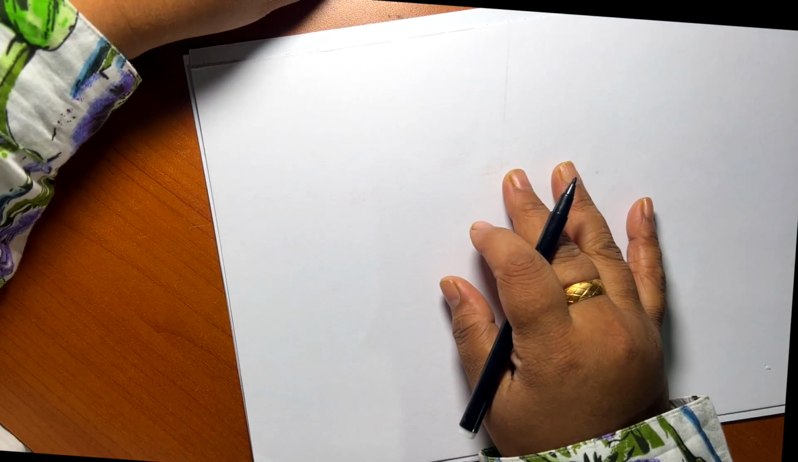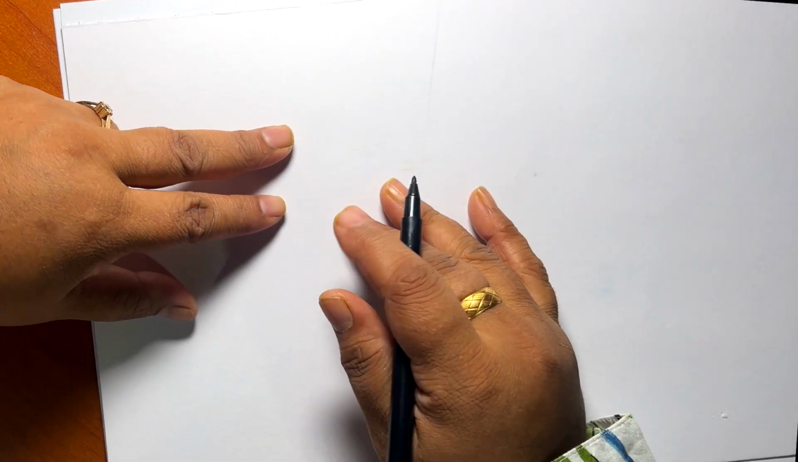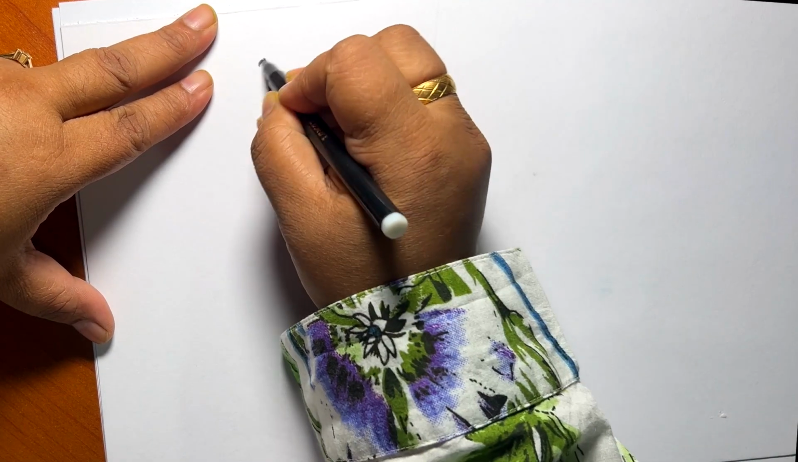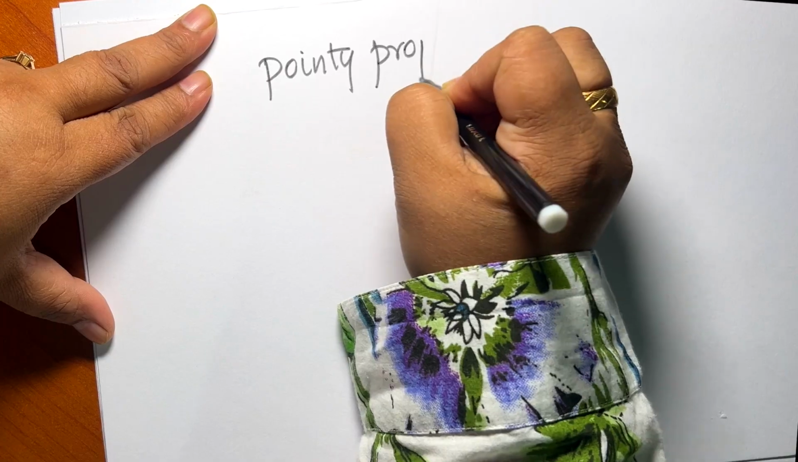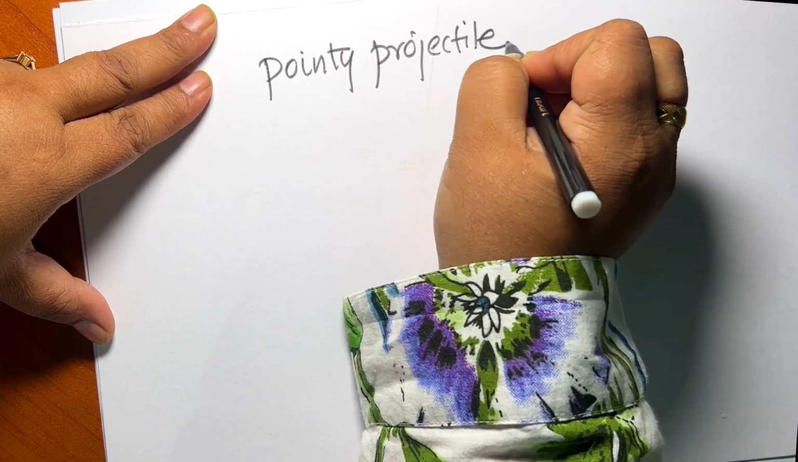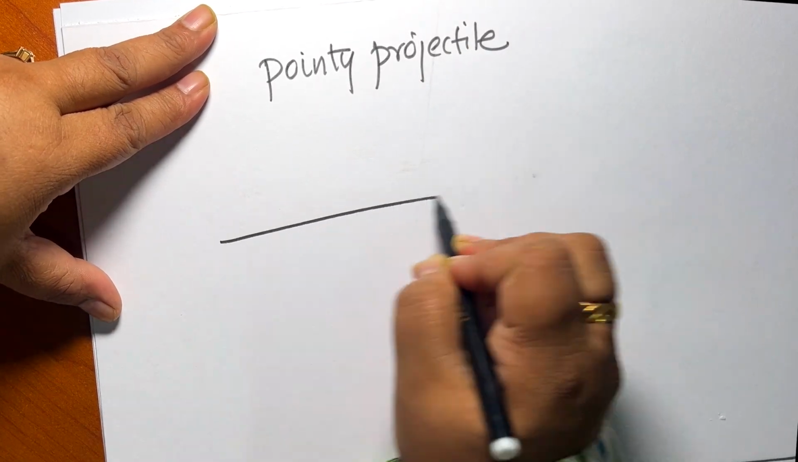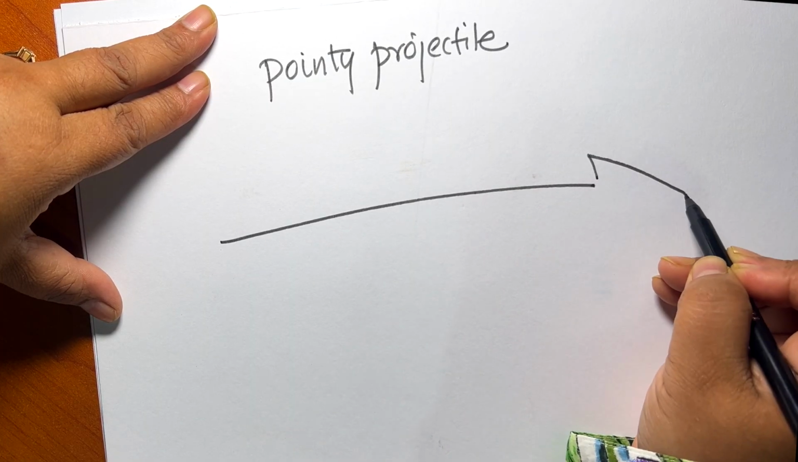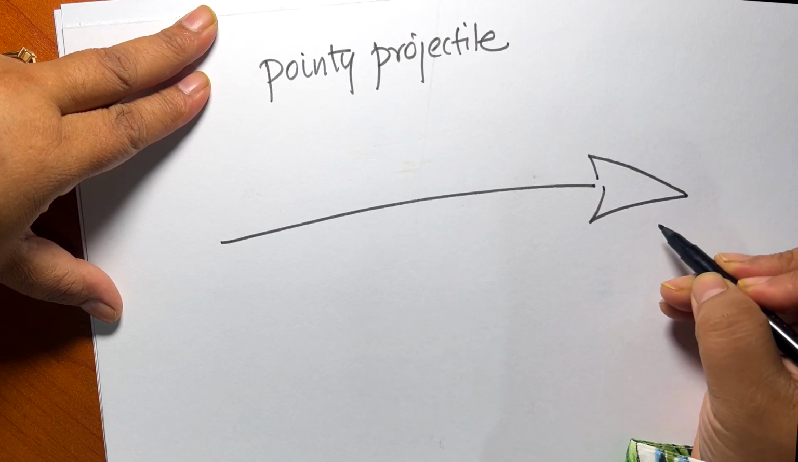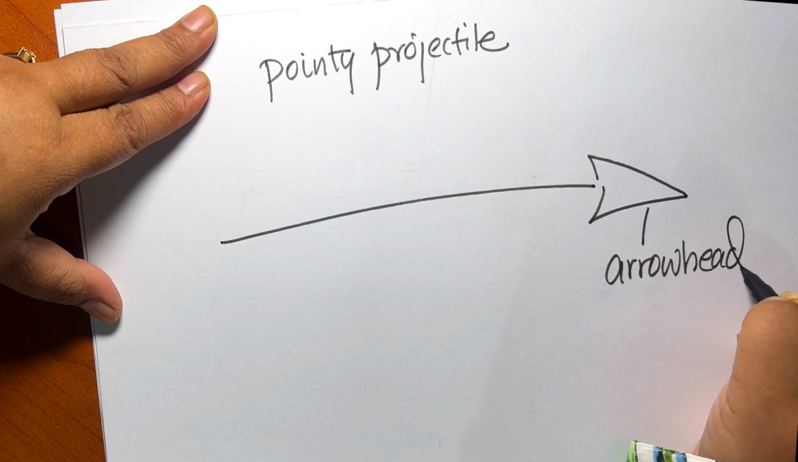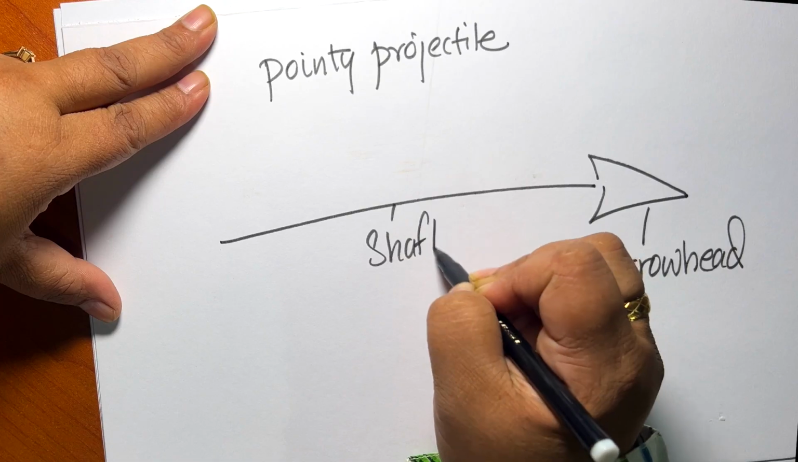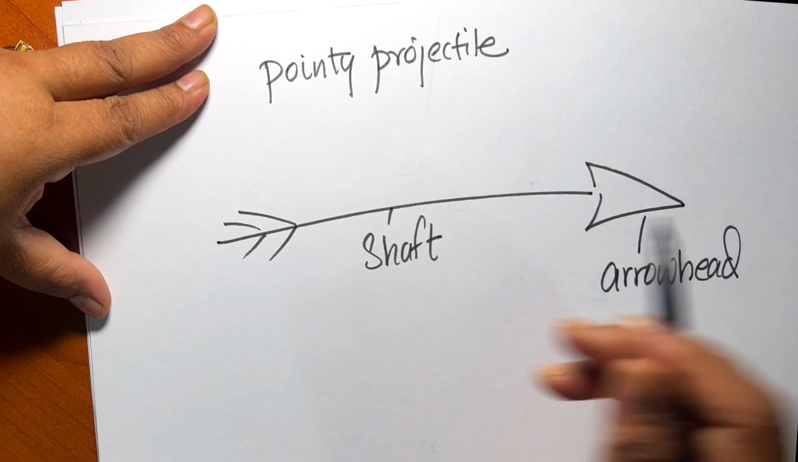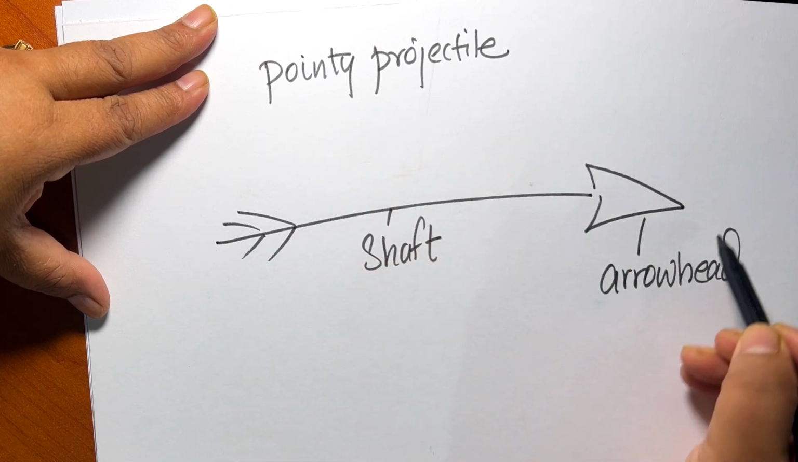Before we understand how to draw arrows, let's learn about the anatomy of an arrow. An arrow is a pointy projectile. It has a shaft and an arrowhead. Generally, the arrowhead is a triangular part. So this is the arrowhead, a shaft, and it can have a fletching and a notch behind. What we are going to focus on is this part.